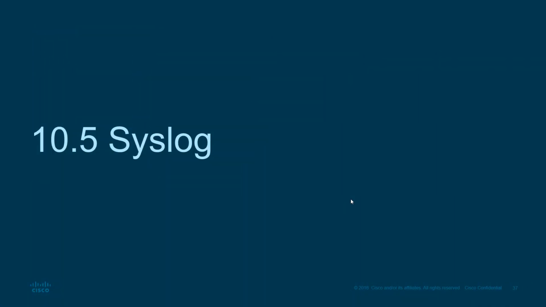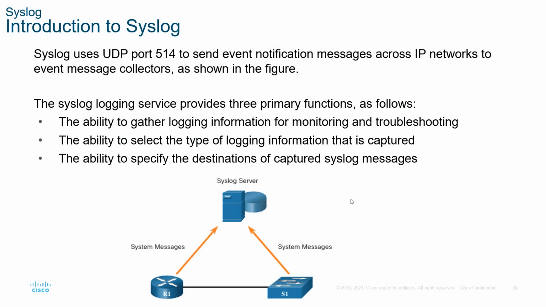Moving on, we have our Syslog. First of all, Syslog will use UDP port 514. This is going to be sending information across the network, typically to a centrally logged server. If we have devices, we can have those devices forward their logs to the Syslog server. A Syslog server does provide 3 main functions.